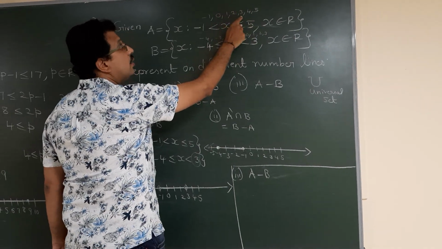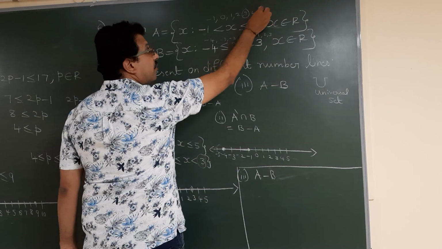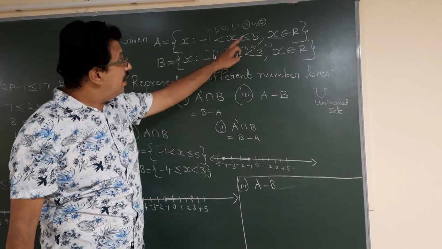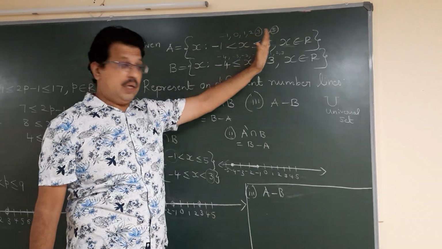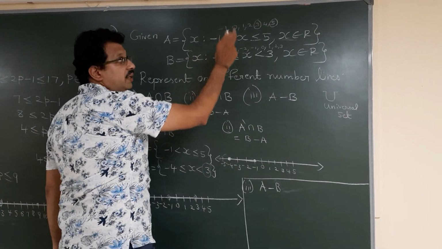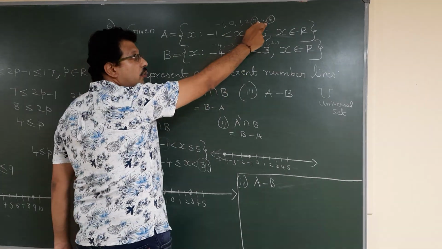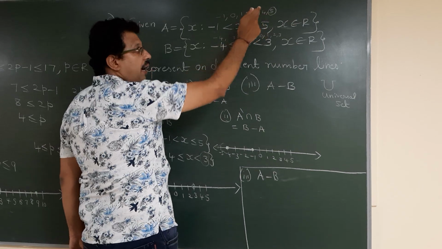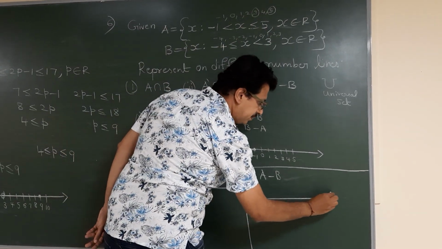But 3 is included here, children. 3 is included as well as 5, because it says less than or equal to 5. So it starts from 3 to 5. So the elements which are present in A but not present in B: 3 is present in A but not present in B, and 5 is also present in A and not present in B. So we are going to draw the number line.